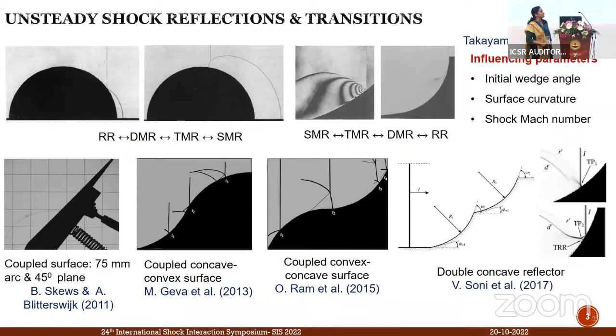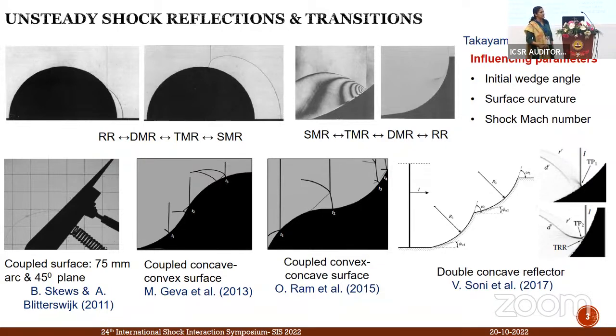Now, coming to analysis where coupled surfaces were used, there was a study by Skews where a convex surface followed by a planar region of a 45-degree plane was used for the transition analysis. Coming to more complex surfaces, such as a coupled concave-convex and convex-concave surface, where both these transitions happen simultaneously, one after the other, using Jiva and Ram et al.'s models.